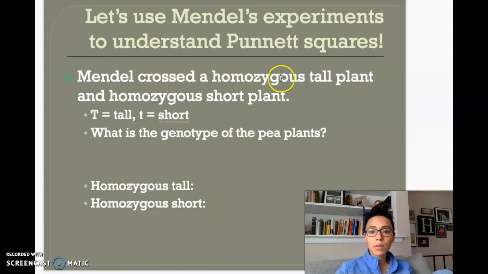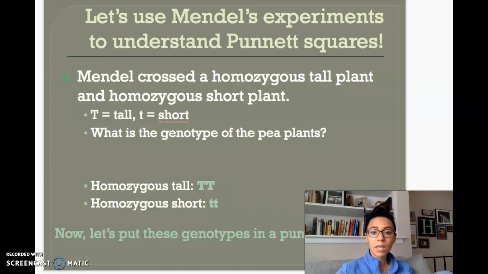So if Mendel crossed a plant with homozygous tall genes and a plant with homozygous short genes, what will the genotypes for each plant be? If the capital T is dominant for tall, the dominant is the stronger allele. Lowercase t is used to represent the short allele, the recessive allele. So a homozygous tall pea plant would be two capital T's to represent the two dominant alleles. Again, homo means same, so if it's tall, it's going to have two of the same alleles. A homozygous short pea plant is going to have two small t's to represent the recessive allele.